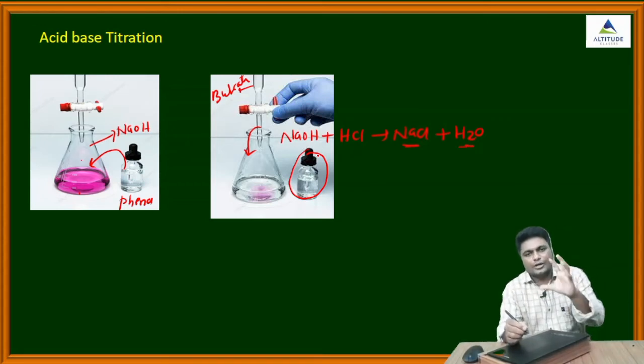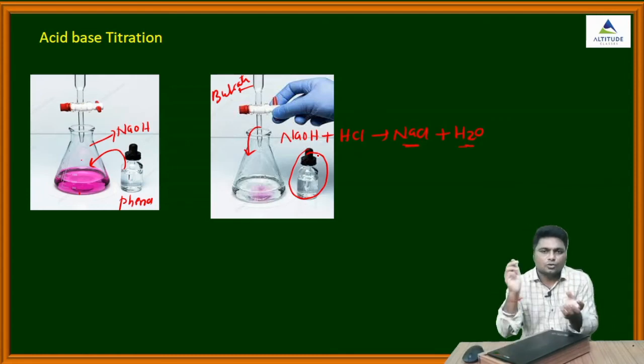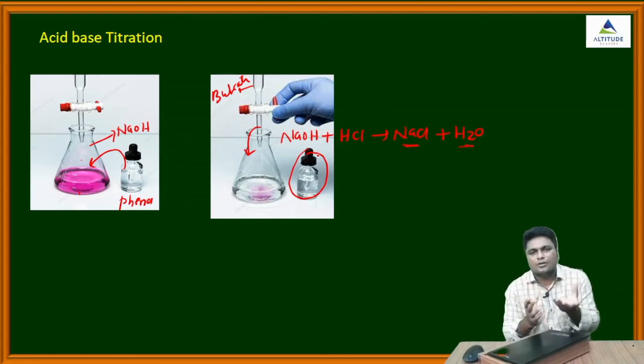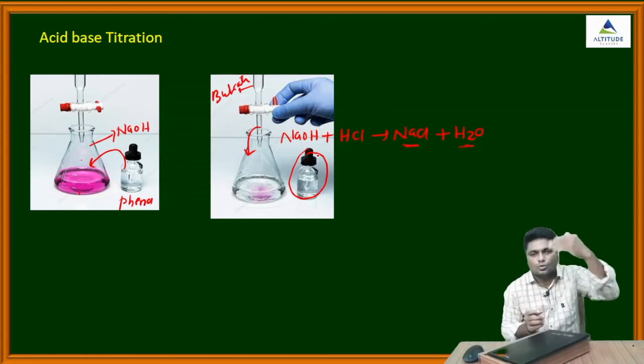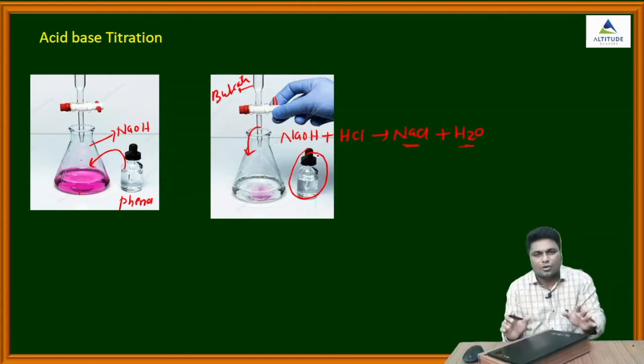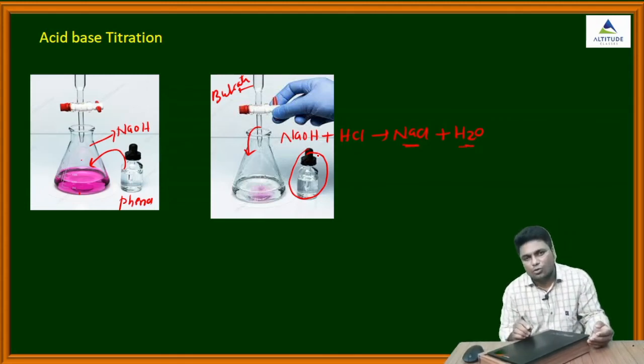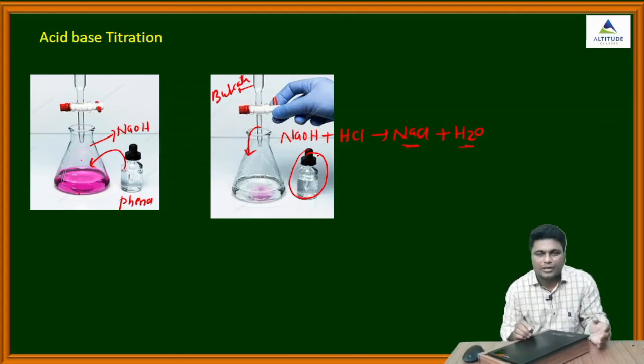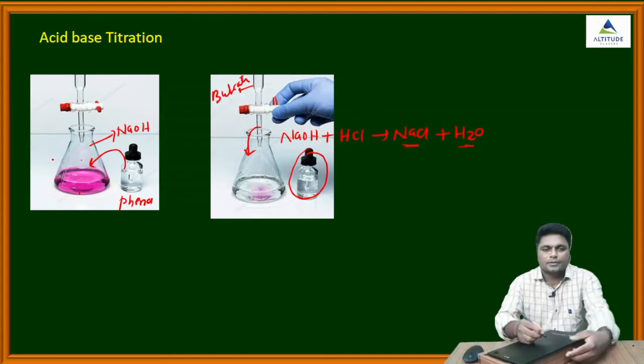Conical flask, sodium hydroxide, and add 2-3 drops of phenolphthalein indicator, it gives pink color. Then add the acid through the burette dropwise. Then after some time, slowly your pink color disappears, meaning whatever base is present in the conical flask has reacted with acid, giving salt and water. After completion of the reaction, the conical flask contains only sodium chloride and water. That is the end point. Then the pink color disappears. Okay guys.